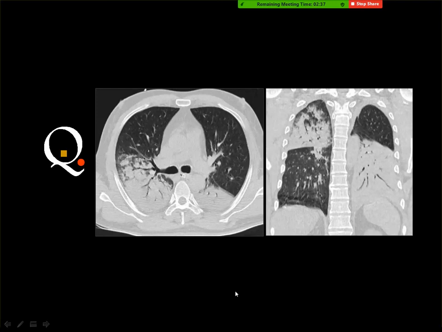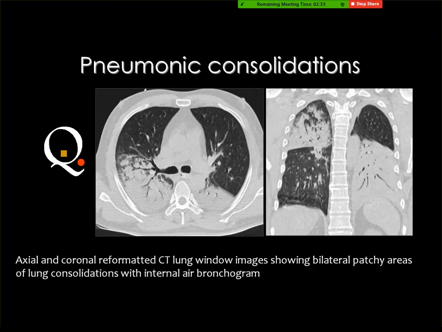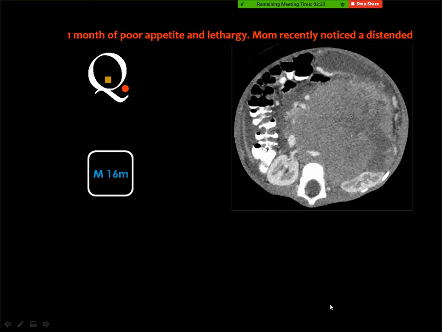Bilateral lobar pneumonia. Yes, bilateral pneumonic consolidations. They are not affecting the whole lobe, but they affect part of the lobes.